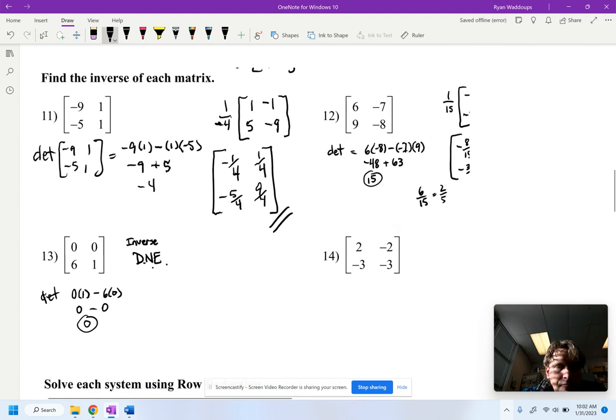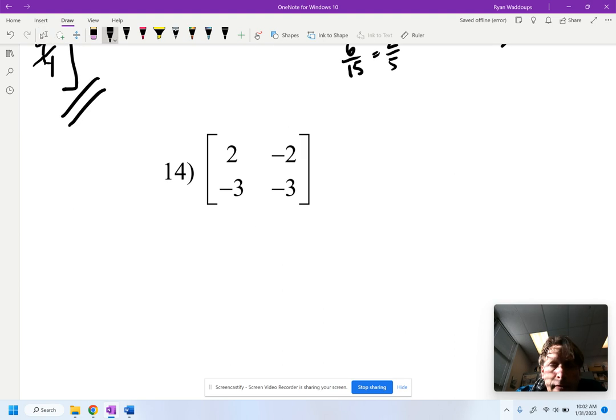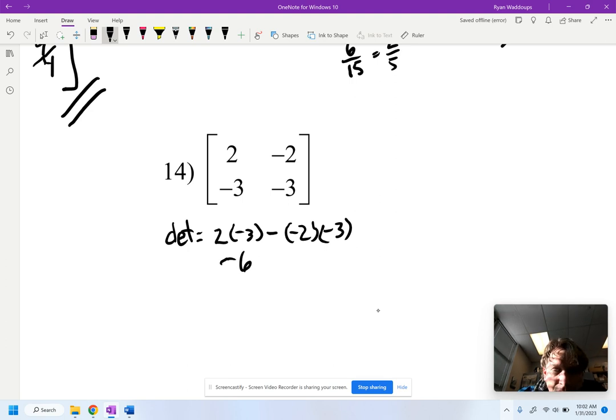All right. Number 14. First, the determinant. The determinant here is 2 times negative 3 minus negative 2 times negative 3. 2 times negative 3 is negative 6. And here I've got 1, 2, 3 negatives, so that's going to be negative. 2 times 3 is 6, so negative 6 minus 6, and that's negative 12.